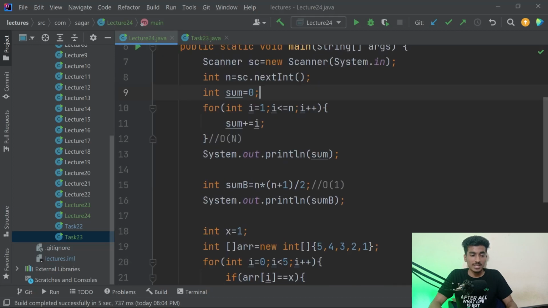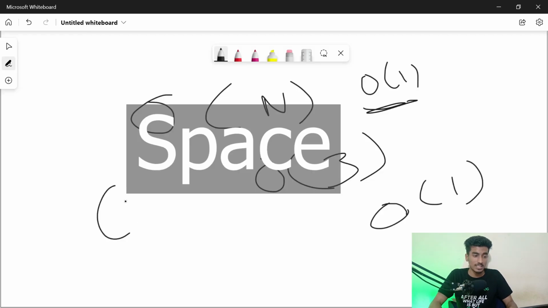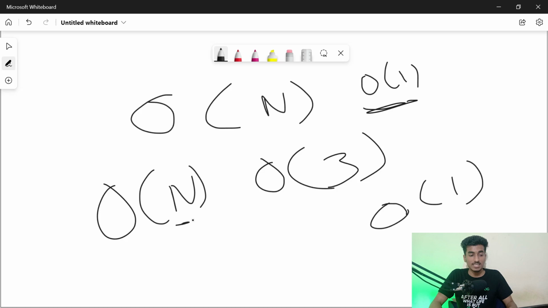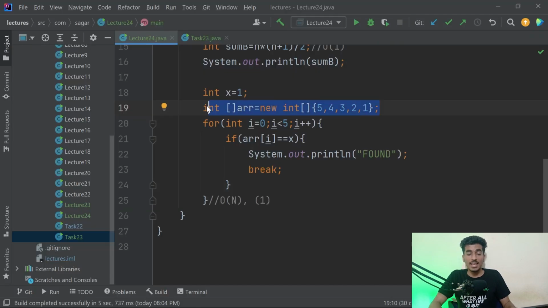Suppose we are creating an array of size n. So that space complexity will be O of n. That n is the size of our array, but that is not the auxiliary space complexity. There are two things, space complexity and auxiliary space complexity. Auxiliary means the extra space that we are using to solve our algorithm. Here we are just using our array as an input, so that is not the auxiliary space complexity.